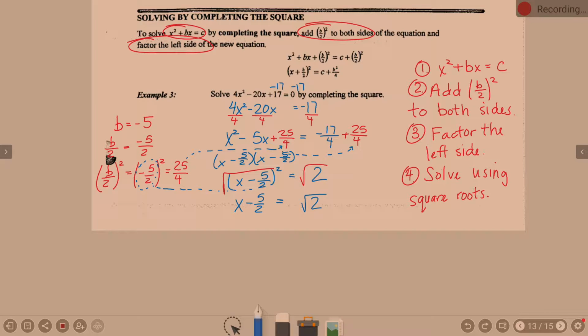Don't give me a decimal. Leave it as the square root of 2, and plus or minus. I'm starting to feel let down that you guys already forgot about it.